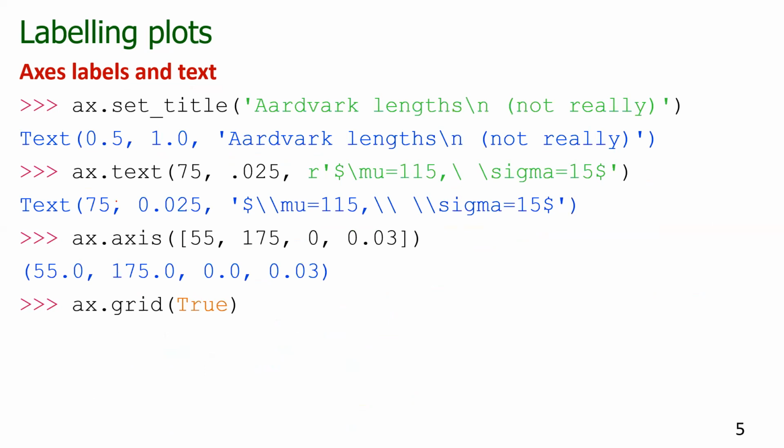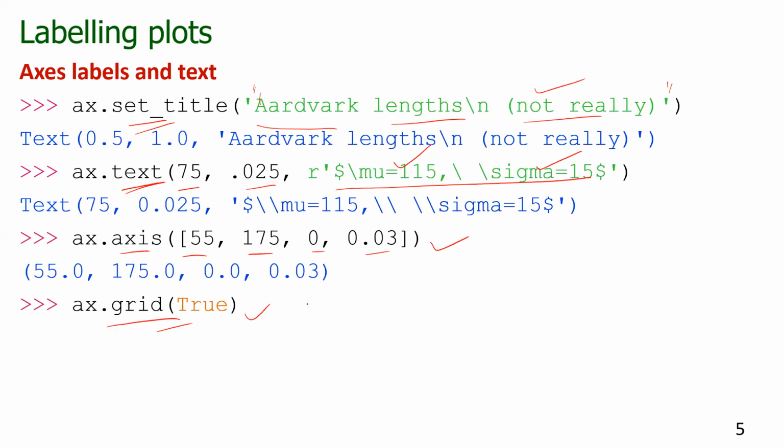Then the figure title we are making as "Aardvark lengths". Whatever this label is, it will be printed as the title. Then you are adding text directly using the text method, ax.text(75, .025). This is the text you are adding: mu equal to 115, sigma equal to 15. Then you are defining the axis dimensions 55, 175, 0, 0.03. Then grid you are making True. Grid means the plot is filled with these lines.